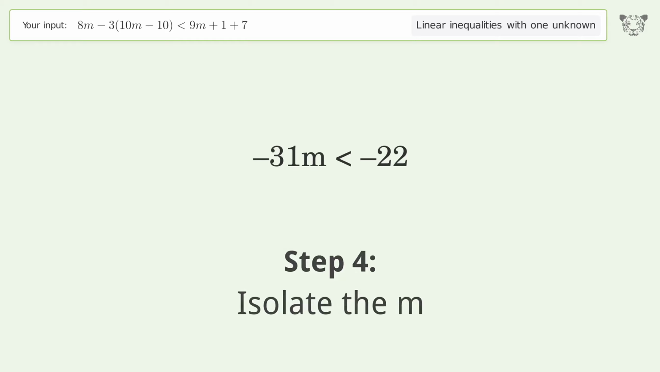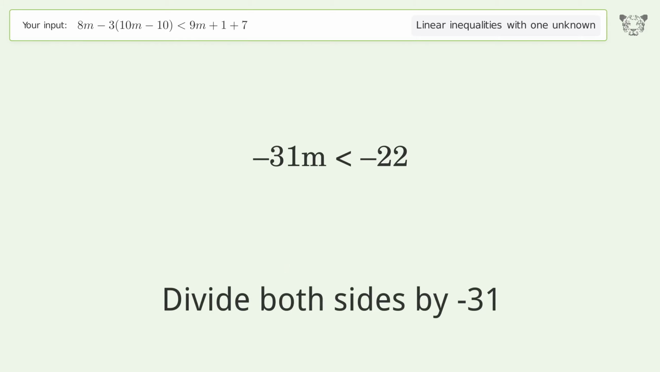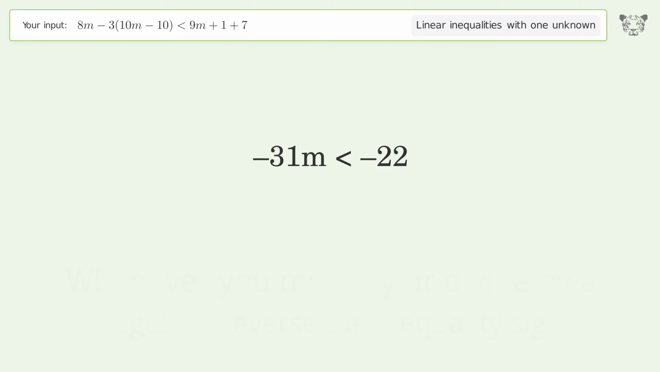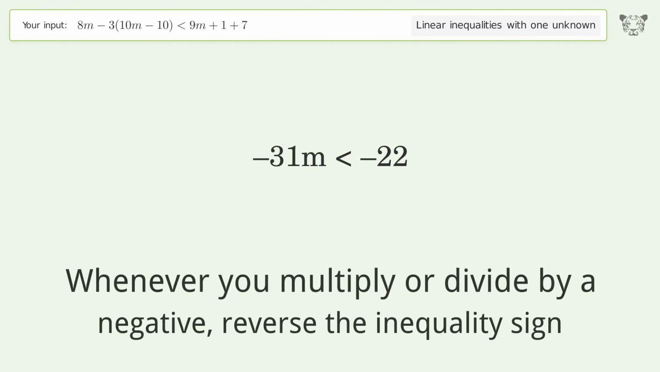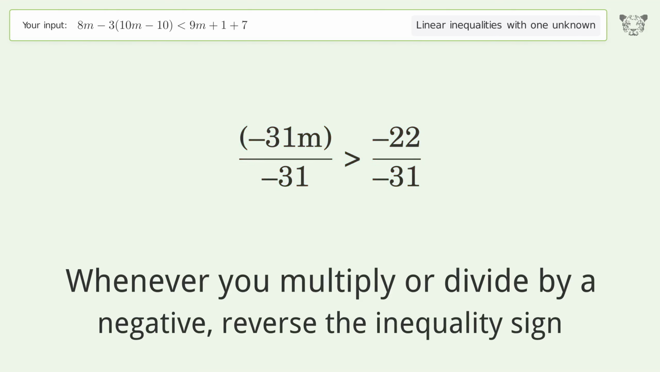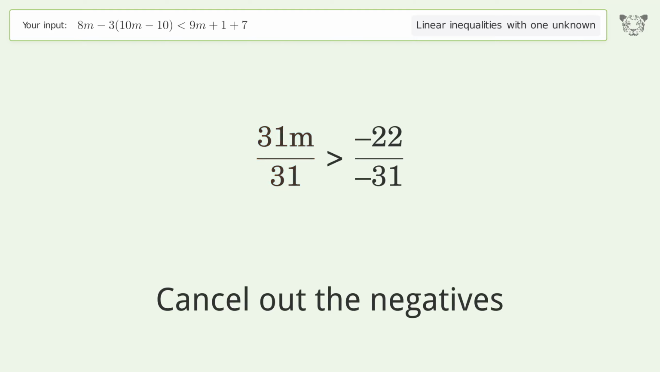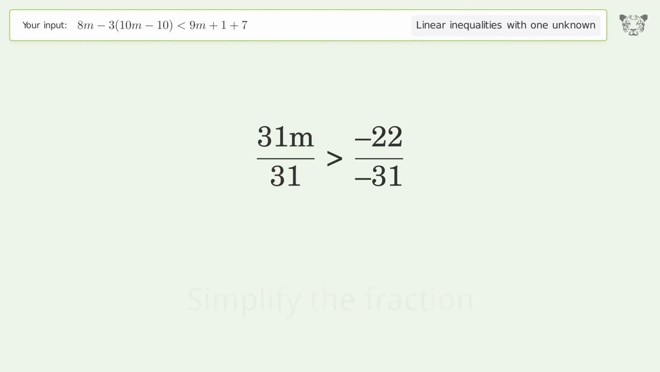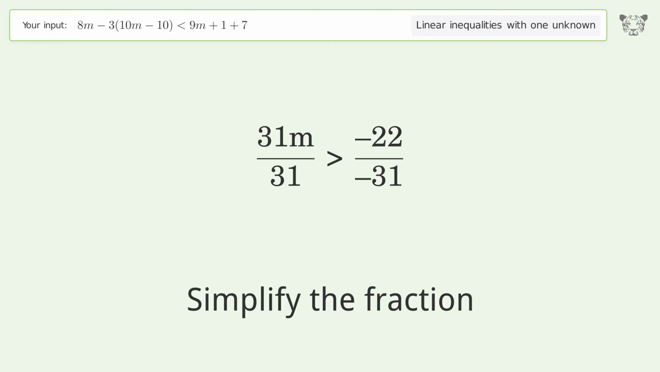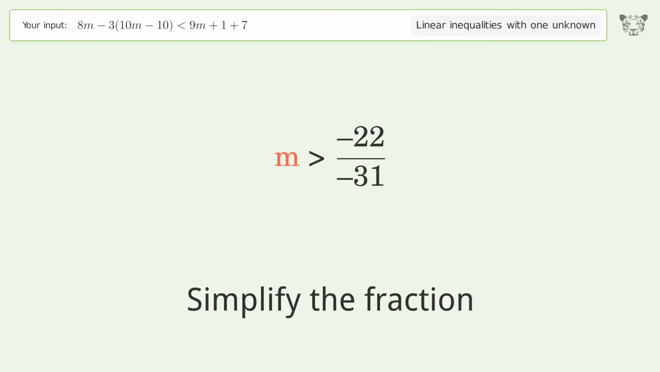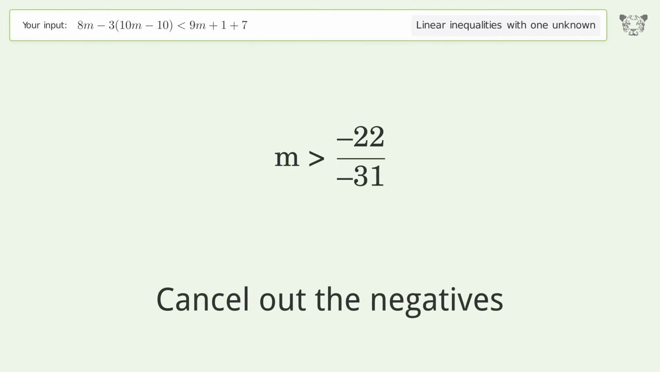Isolate the m. Divide both sides by -31. Whenever you multiply or divide by a negative, reverse the inequality sign. Cancel out the negatives. Simplify the fraction. Cancel out the negatives.